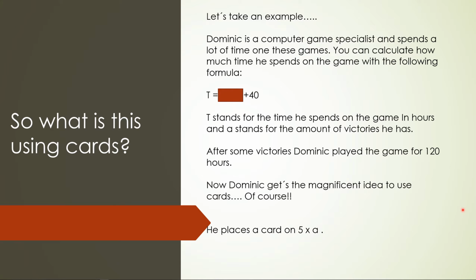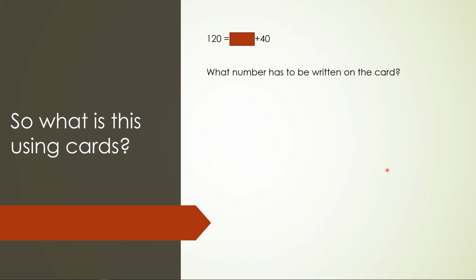Well, we know T equals 120, from here. It said he played 120 hours. Let's fill it in. Now I can see what the number is supposed to be on this card, right? Because 120 equals something plus 40. What do you think it has to say right here? Exactly, 80. Because 80 plus 40 equals 120.